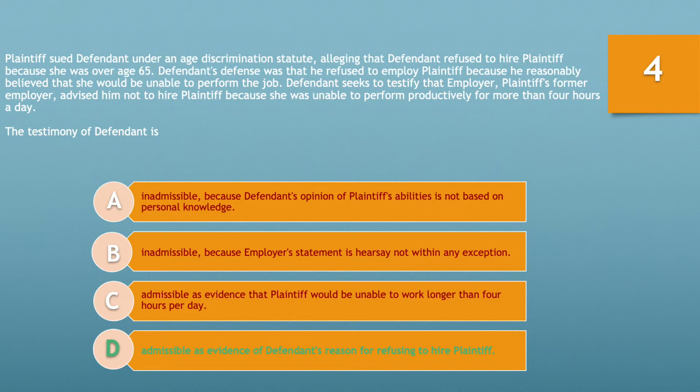In this case, defendant is claiming that he refused to employ plaintiff because he reasonably believed that she would be unable to perform the job. As such, the statement by plaintiff's former employer that she was unable to actively perform for more than 4 hours a day would be admissible because it is not being offered to prove the truth of the matter asserted, i.e. that it is true that in fact she could not work more than 4 hours a day. Rather, the statement is being introduced to prove that the statement was made, which would support the defendant's claim that he reasonably believed that the plaintiff would be unable to perform the job. As a result, D is the best choice.